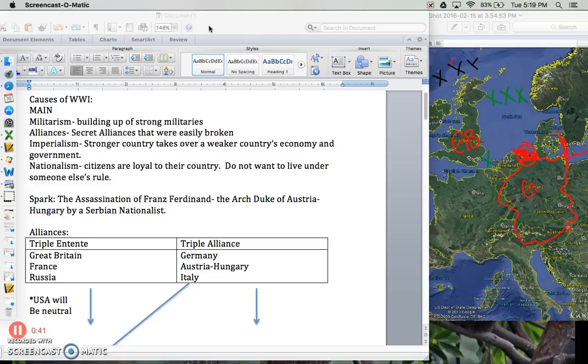So there are 4 main causes of World War I, and luckily the main causes actually spell out MAIN. It's an acronym. Your first cause is militarism. Remember, building up of strong militaries. We've already talked about this when we talked about imperialism. So these countries are building up extremely large armies just to be safe and protect their country if they end up getting invaded by someone.